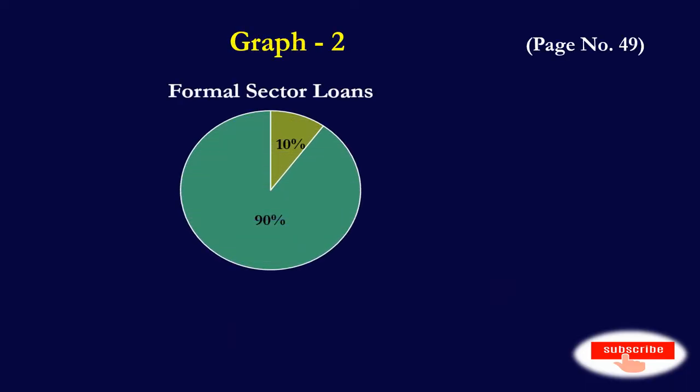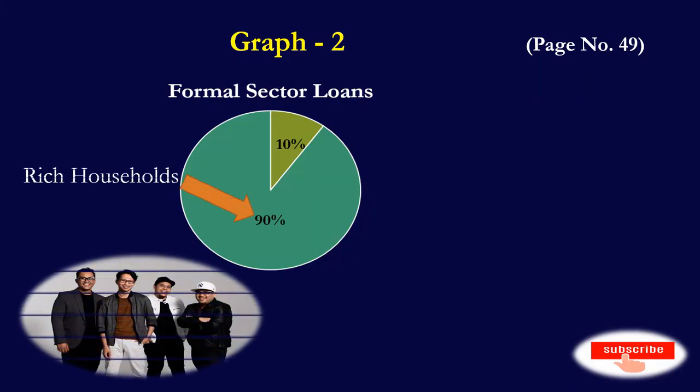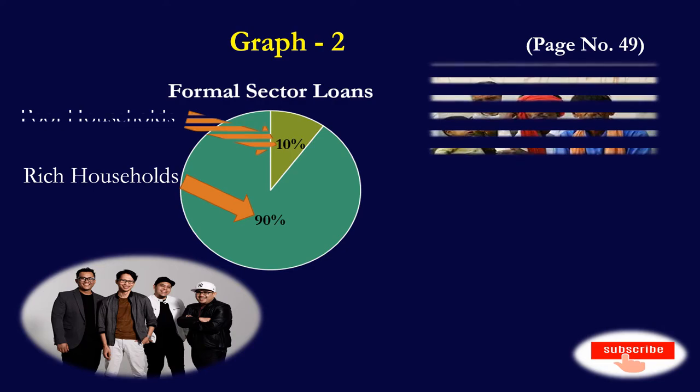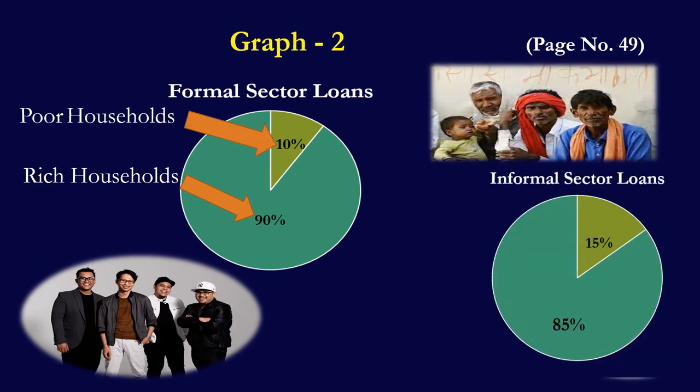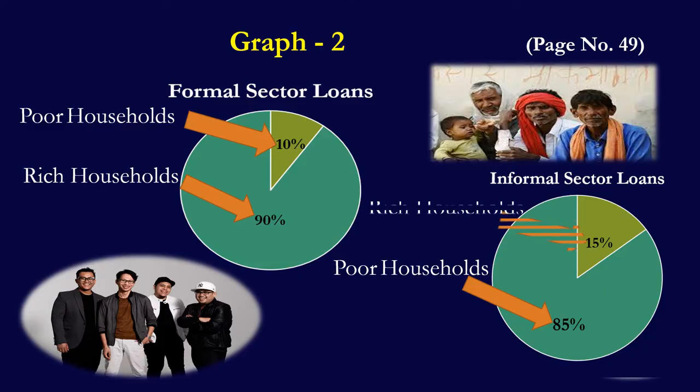If you observe graph 2 on page number 49, we find that 90% of the loans of the formal sector are taken by rich people and only 10% of loans of the formal sector are taken by poor households. And in informal sector, 85% of loans are taken by poor households and only 15% of the loans of the informal sector are taken by rich households, which means the poor are still dependent on the informal sector for loans and the rich people can receive formal sector loans easily.